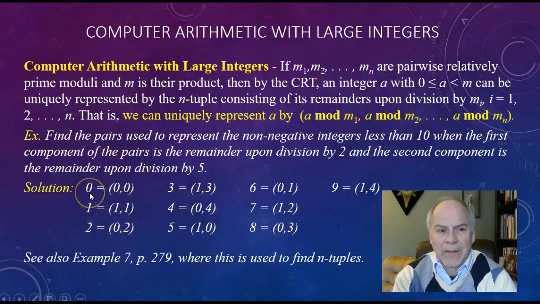So 0 is, the remainder when I divide 0 by 2 is 0, and when I divide 0 by 5, it's 0. The same thing with 1. When I divide 1 by 2, I get a remainder of 1, and when I divide 1 by 5, I get a remainder of 1. But in the next case, 2 is 0, because if I divide 2 by 2, I get a remainder of 0, and if I divide 2 by 5, I get a remainder of 2. Anyway, you can see that the first number in each pair goes 0, 1, 0, 1, 0, 1, 0, 1, 0, 1. Because if you're dividing by 2, if it's an even number, you come out with 0. If it's an odd number, you get a remainder of 1.